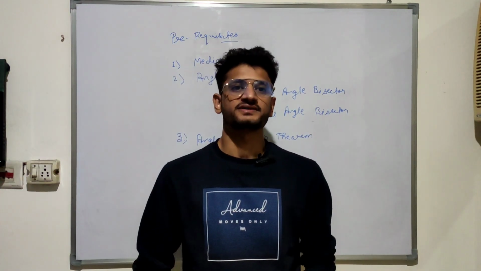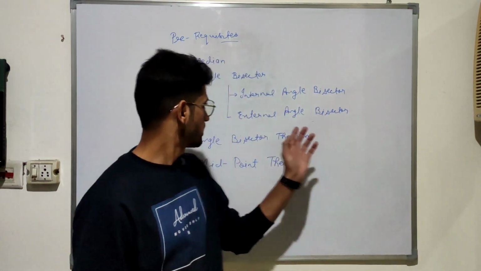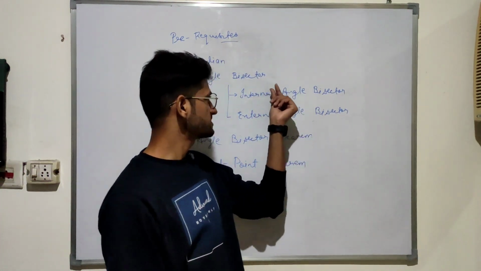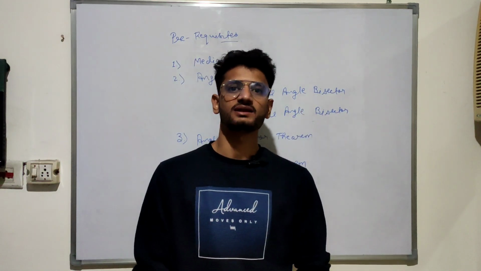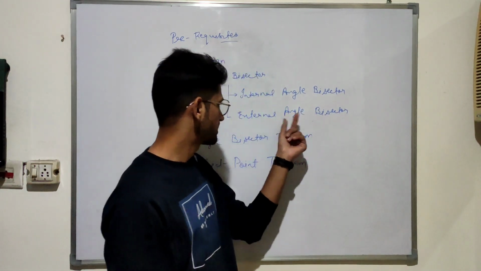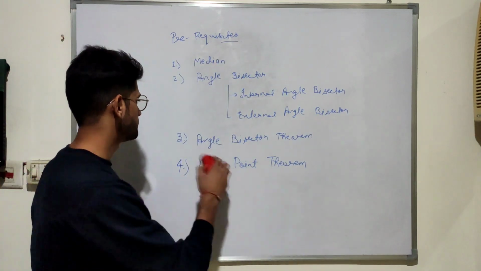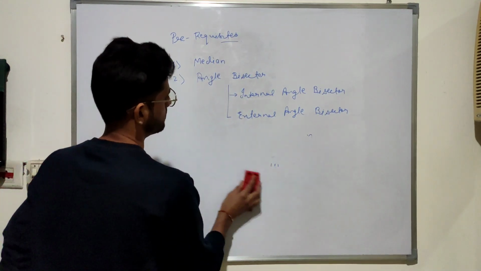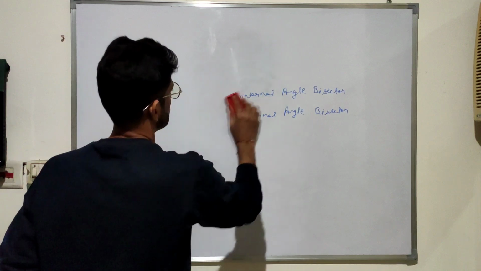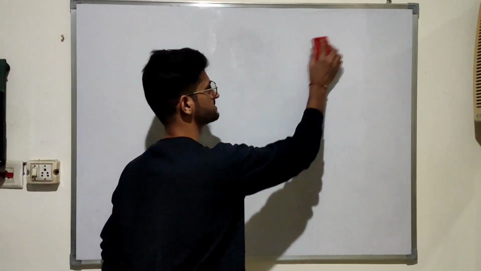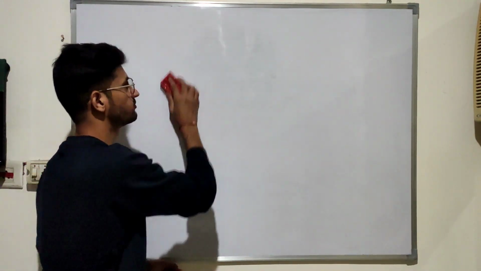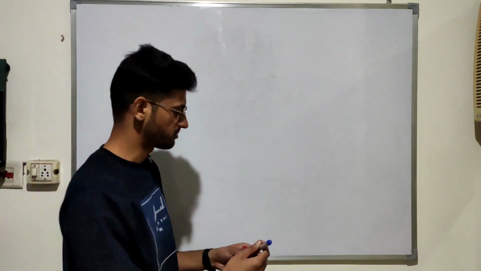So now we are going to have our discussion on the topic angle bisector. As we can see here, angle bisector has been divided into two parts, that is internal angle bisector as well as external angle bisector. So we will learn both the topics one by one. These are very basic things. I need to recall them so that we can move smoothly in the coming topics.